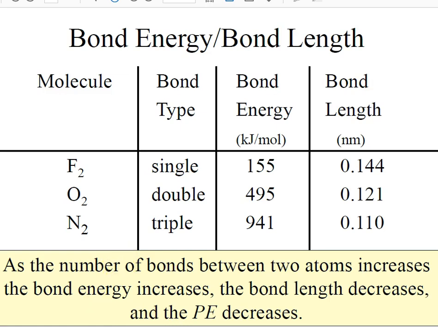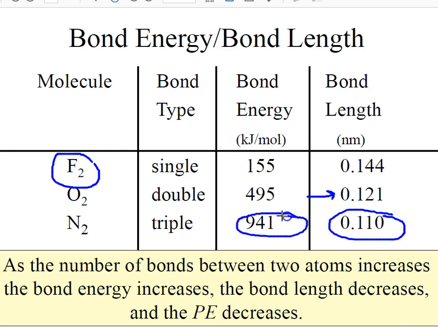All right, for example, here we have fluorine compared to oxygen compared to nitrogen. Now, fluorine is a smaller atom, but it only has a single bond. Oxygen is a little bit bigger, but it has a double bond. So notice the bond length is less, actually, than fluorine, even though oxygen is bigger. And then nitrogen is even bigger than oxygen, but it has a triple bond. So that triple bond is going to pull those nitrogen atoms in closer together. So nitrogen's bond energy is going to be way greater than the other two.